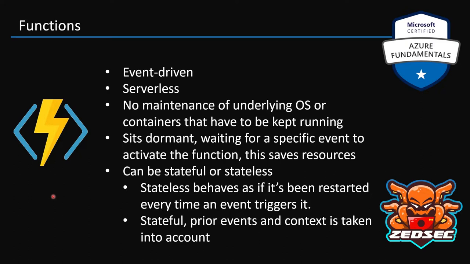They basically sit dormant, waiting for a specific event to activate the function, and this saves resources. So once the function is sitting listening, it executes its little bit of code, then goes back to chilling, listening again. So you're saving resources there. It can be stateful or stateless. Stateless behaves as if it's been restarted every time an event triggers it, and stateful means that prior events and contexts are taken into account.